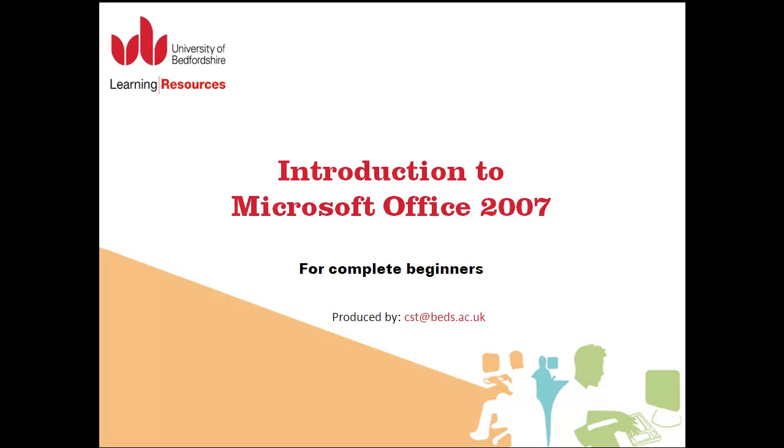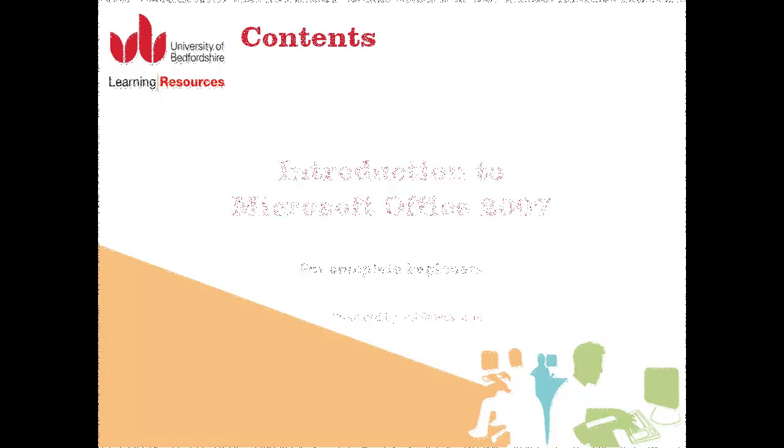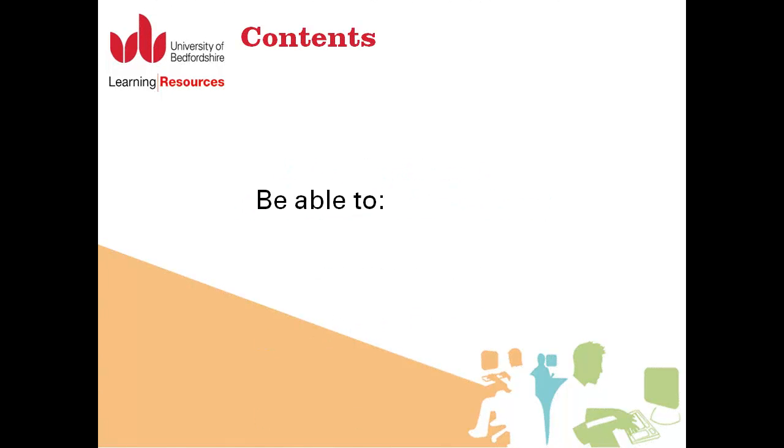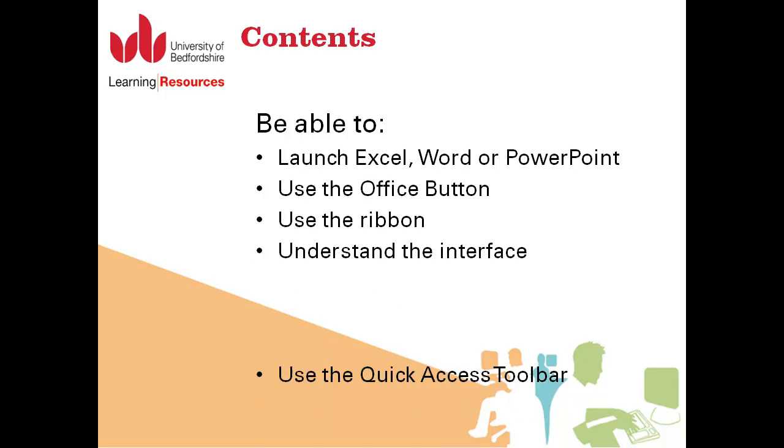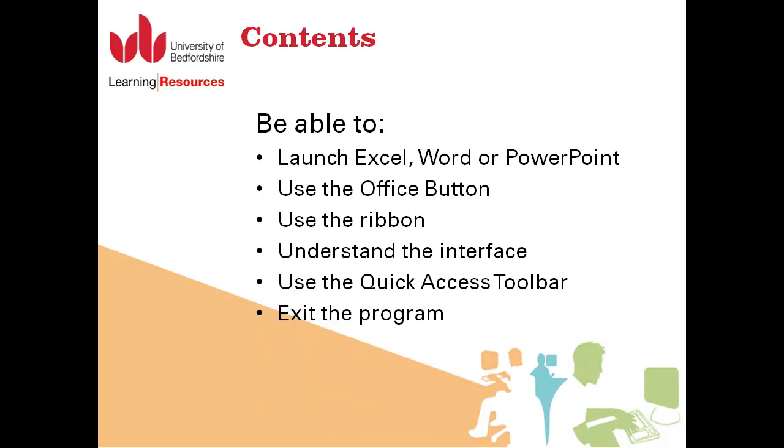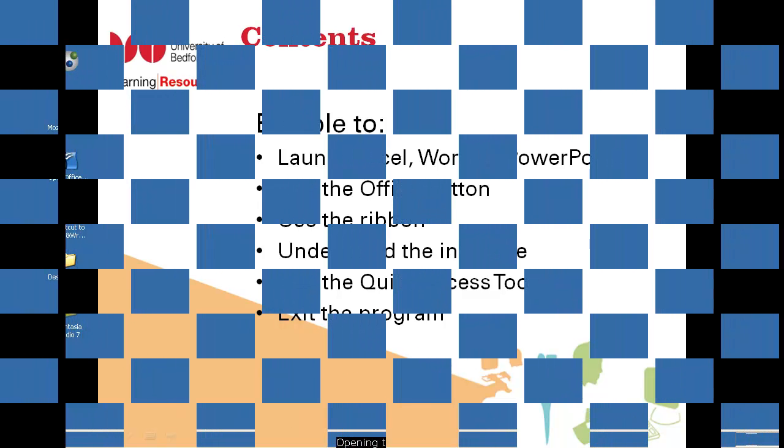This CST snippet has been created to help students who have never used Microsoft Office 2007 acquaint themselves with the software. By the end of this presentation, it is hoped that you will be able to launch Excel, Word, or PowerPoint, use the Office button, use the ribbon, understand the interface, use the Quick Access toolbar, and exit the program.